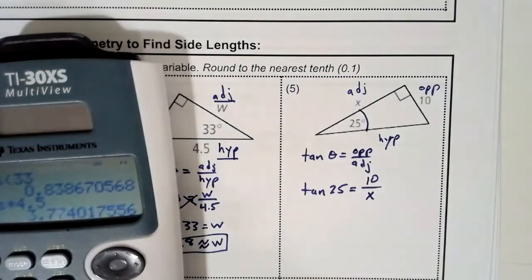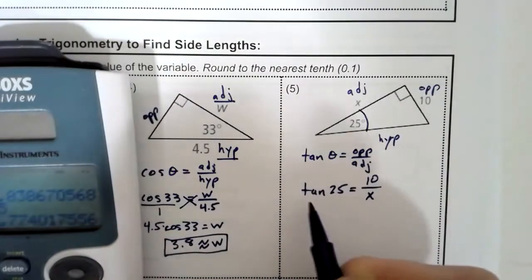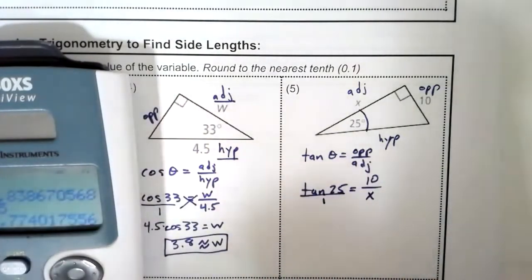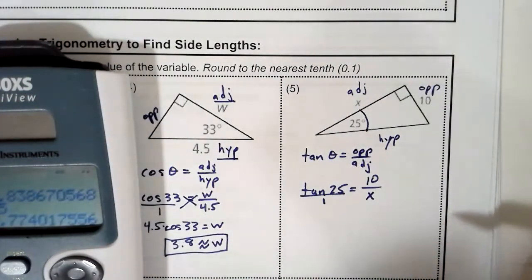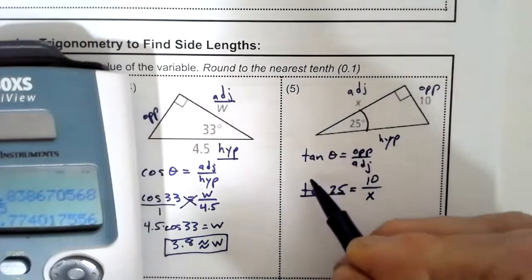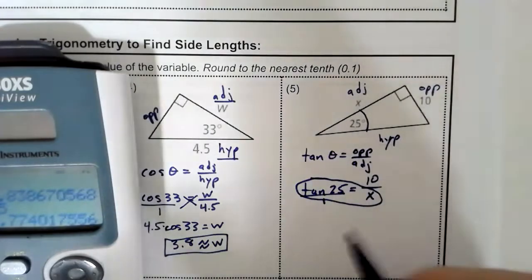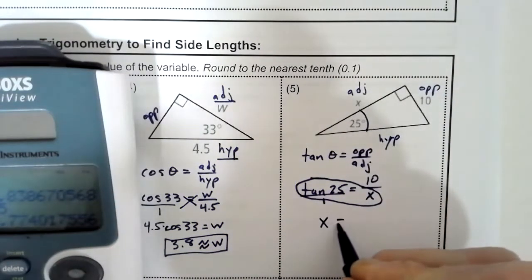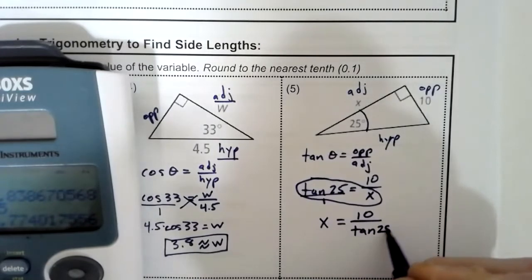All right, now this looks different because in the other two problems, we had the variable up top. So here's a little trick I want to show you. Remember at the beginning of last unit, we spent all that time memorizing the means and the extremes properties where you could switch things in proportions. This is when it comes in handy. So check it out. If I switch my extremes, the x and the tan 25, what I have now is x equals 10 divided by tan 25.